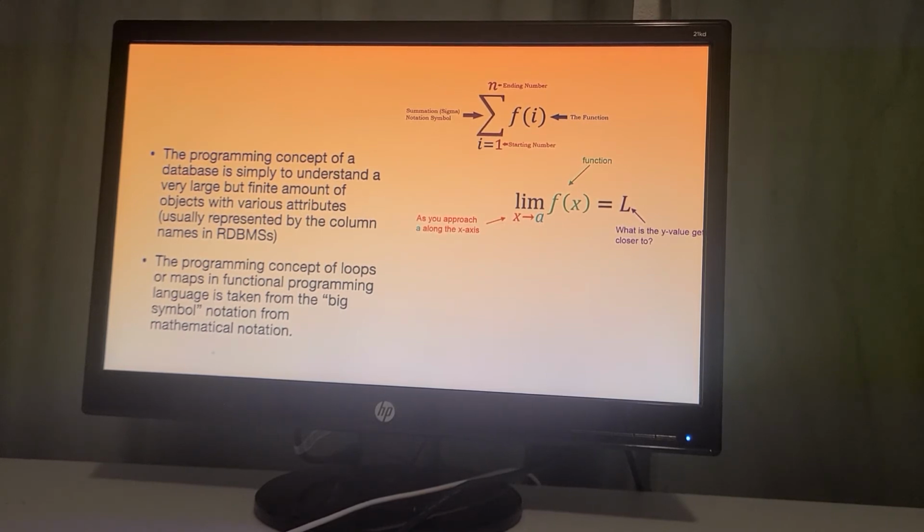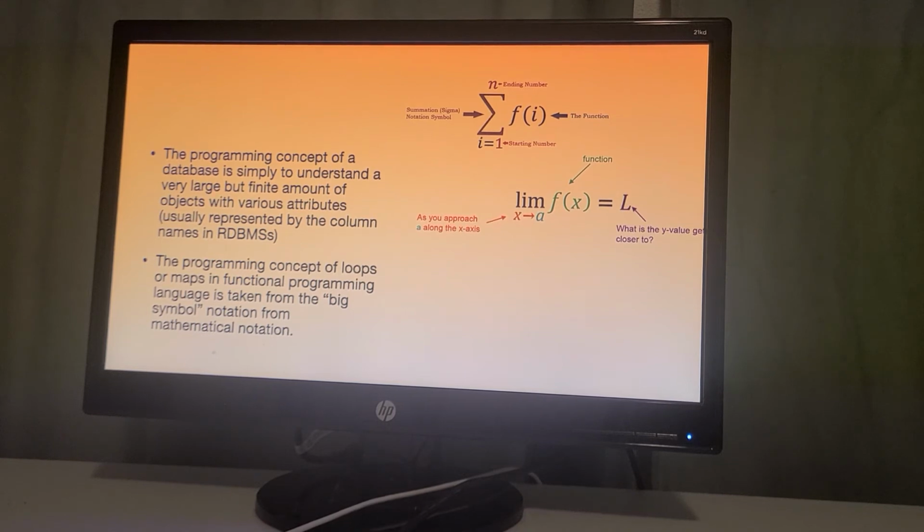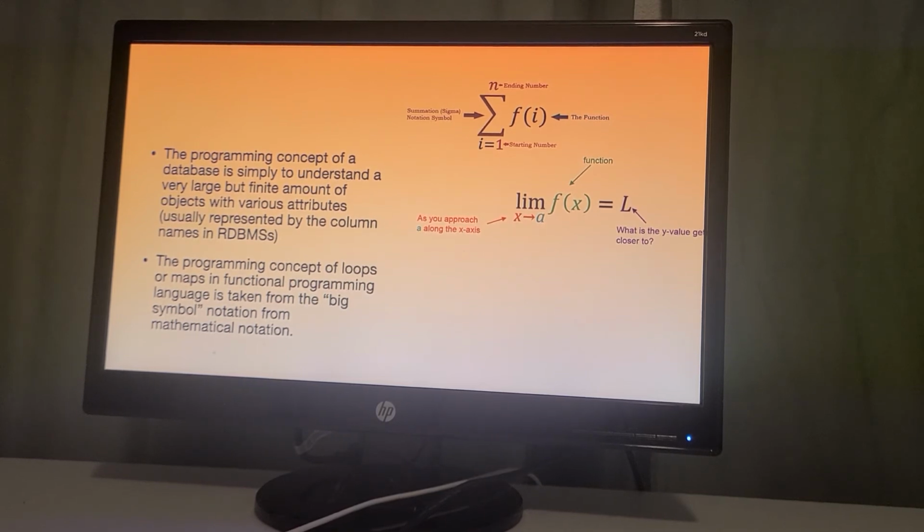Programming languages, or computers in general, are best at doing large amounts of finite steps. So if I need to get the sum of a bunch of numbers, the first 10,000 even numbers, or the first 5,000 randomly generated numbers, I will set up a loop which is going to be equivalent to this notation, and I can have the computer just do that.